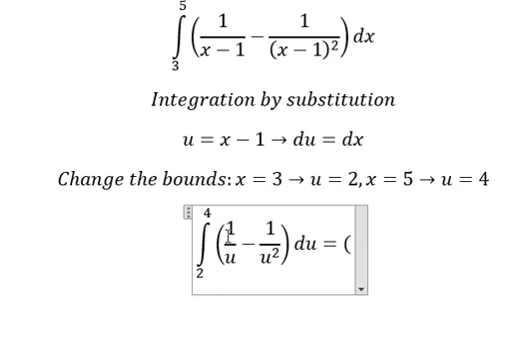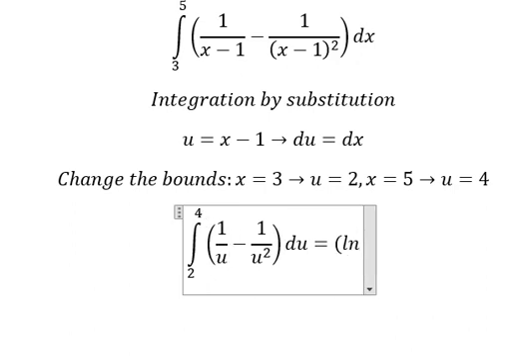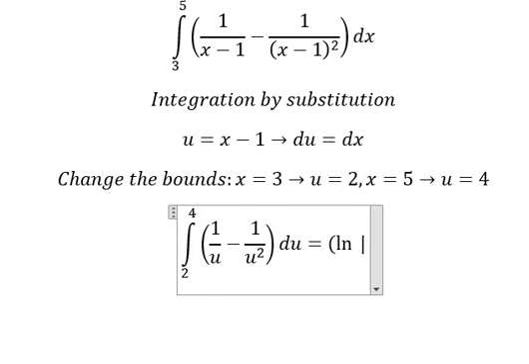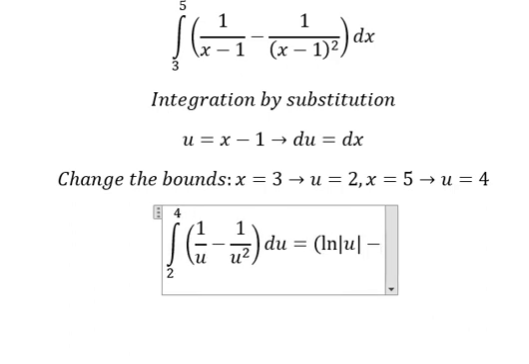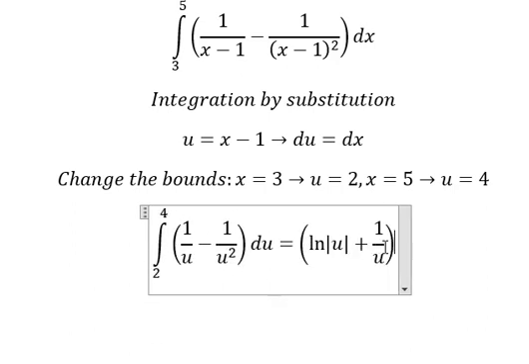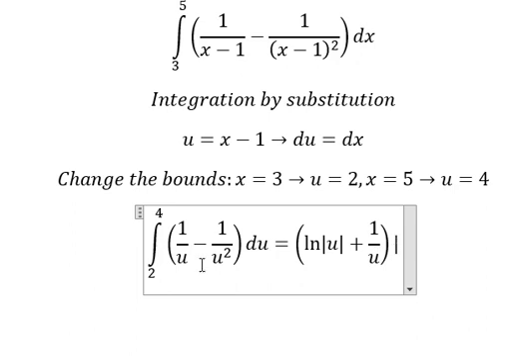So the integration of this one is ln of the absolute value of u. The integration of negative 1 over u squared is positive 1 over u. And then we put the bounds from 2 to 4.